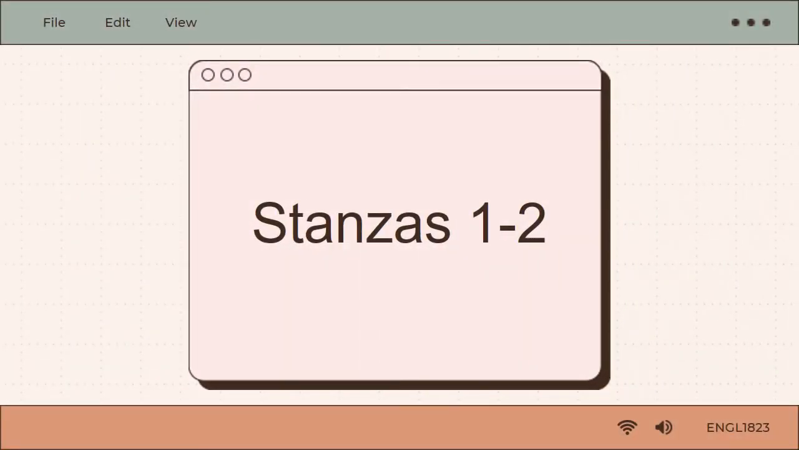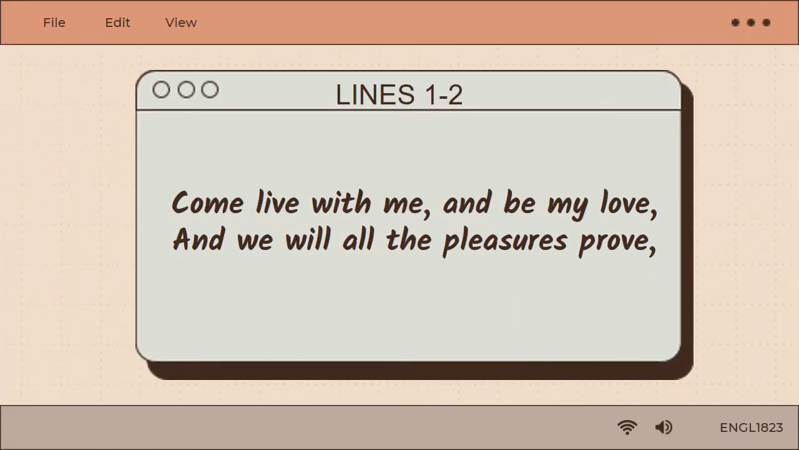Now that we are done watching the video presentation, let us analyze stanzas 1 and 2. For lines 1 and 2, "Come live with me and be my love, and we will all the pleasures prove." This poem opens with one of the most famous and romantic sounding lines ever. "Come live with me and be my love."